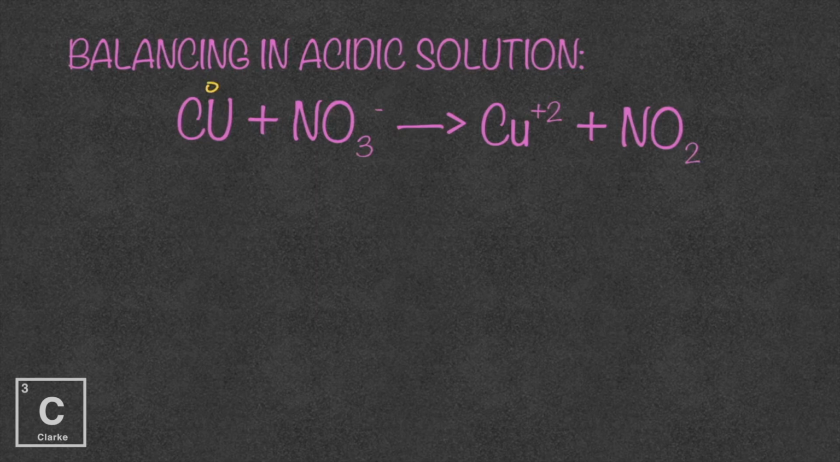Copper is a free element, so it's getting a 0. Oxygen, that's where I'll always start, -2. That gives us a -6, but the whole thing is a -1. That means nitrogen has to be a +5. Copper is a +2, it already tells us.